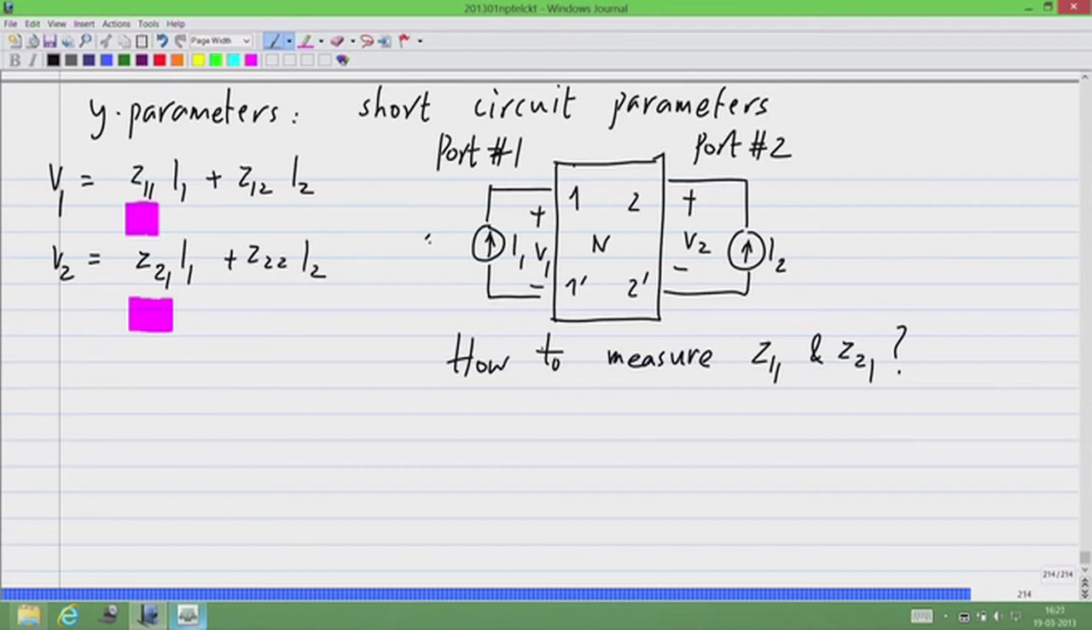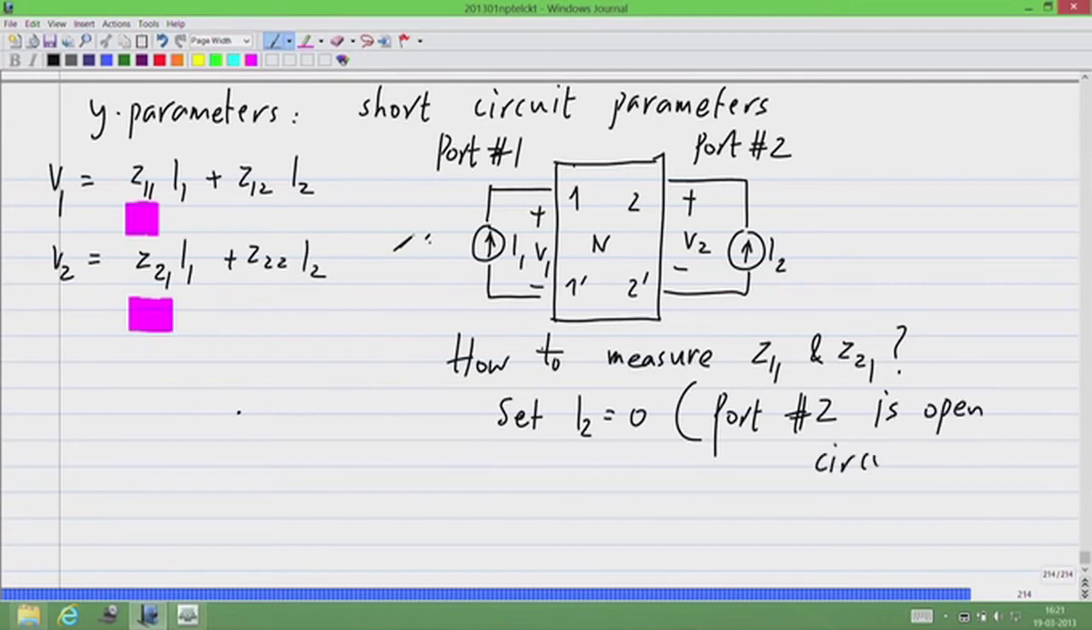So a couple of you were able to answer it correctly. Clearly, Z11 appears only in this term. So if I make this term 0, it would be most convenient. Okay. So what I will do is set I2 equal to 0, which means that port 2 is open circuited. Okay.